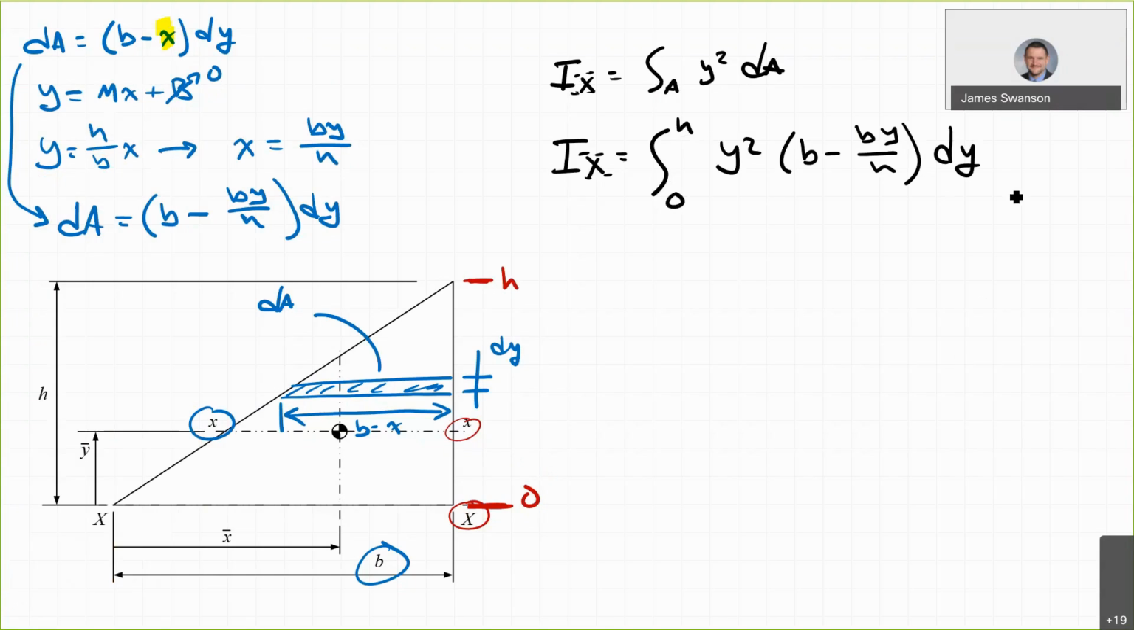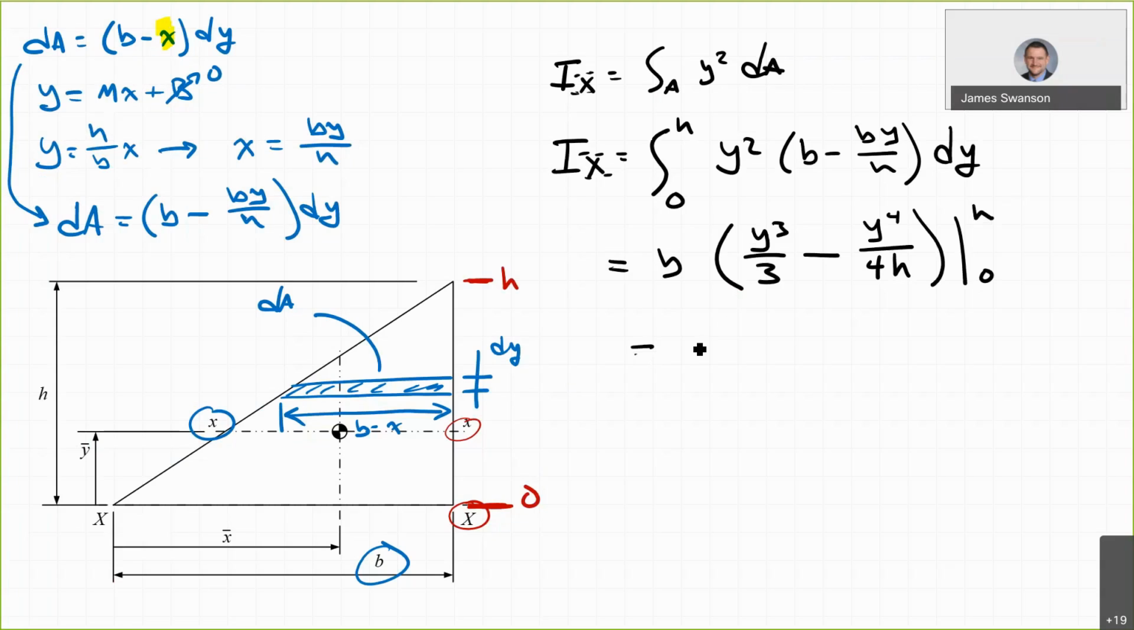All right, let's see if I can do this correctly. I can bring b out front. Then I have the integral of y squared, which is going to be y cubed divided by 3, and the integral of y cubed, which is going to be y fourth divided by 4, but I don't want to forget about the h. That's evaluated from 0 to h. If I run that evaluation, I get b times quantity h cubed over 3 minus h fourth divided by 4h.